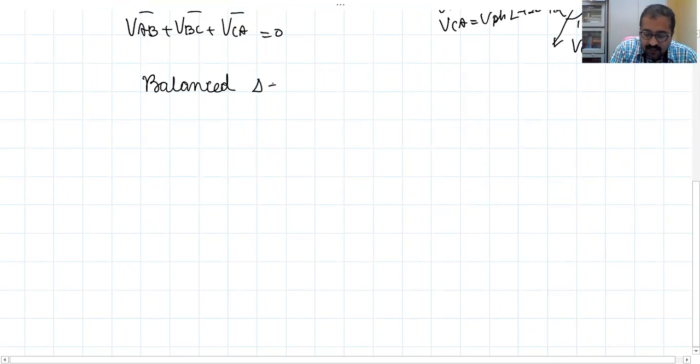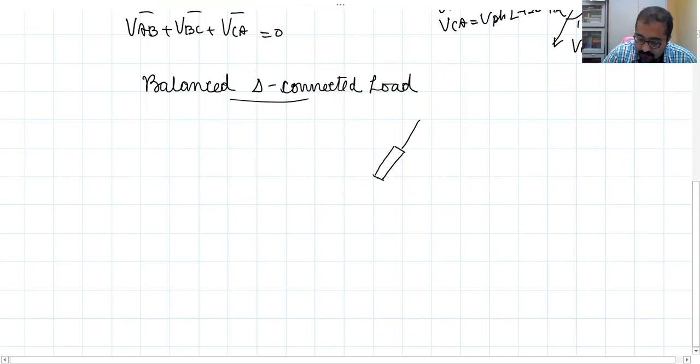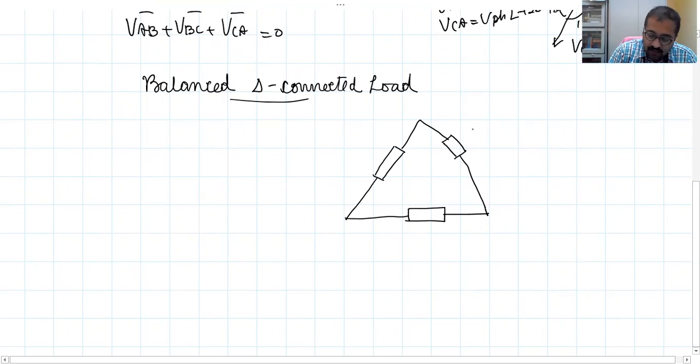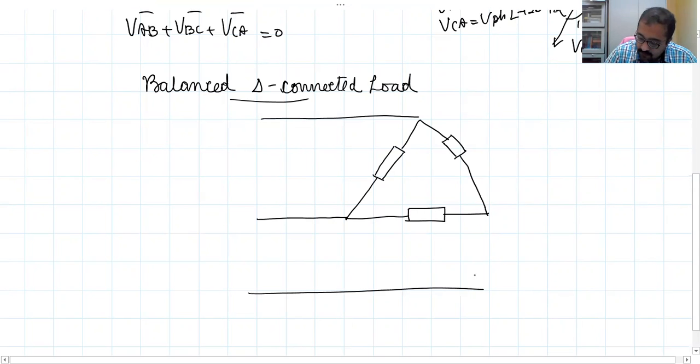Balanced delta connected load. What do you mean by balanced load? Balanced load means all impedances are equal, equal in magnitude and equal in phase. That's the meaning of a balanced load. Say this is at angle phi. Or before that, let me mark something. These are the lines. This is point A, this is point B, and here is point C.